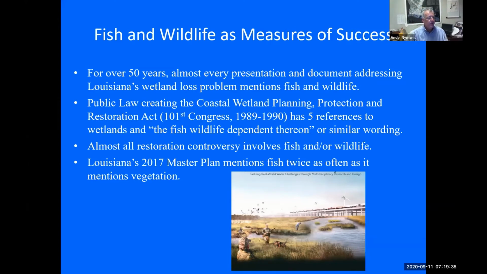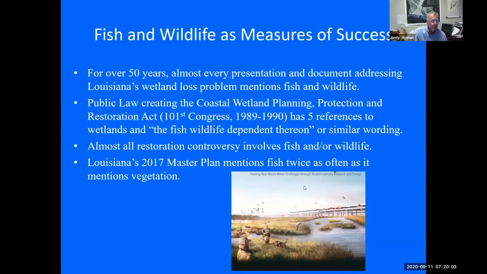And then the recent master plan that I showed you the budget for, they want to spend $17 billion on creative wetlands. They talk about fish twice as often as they mention vegetation. But yet, I'm pretty sure there are no plans to measure any fish or any wildlife on any of those projects yet. You know, but this talk is one reason why, one thing I do to try to change that. And hopefully you will do what you can to change that as well.